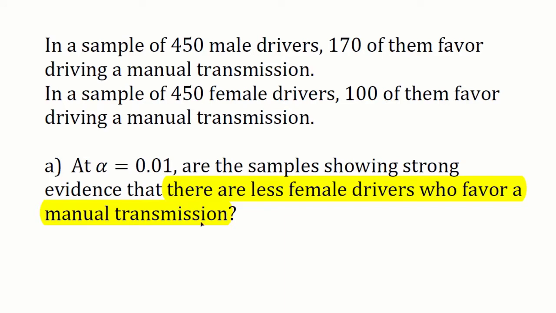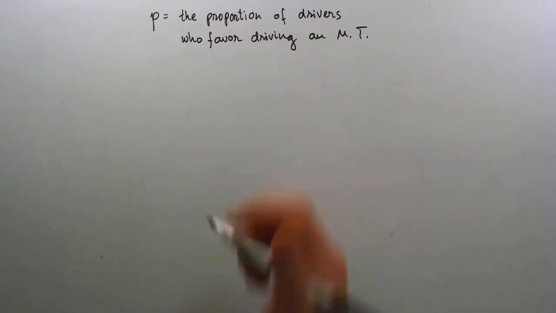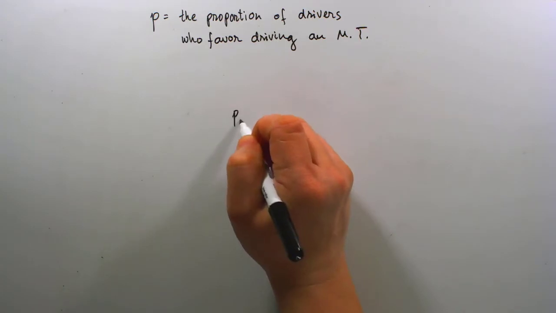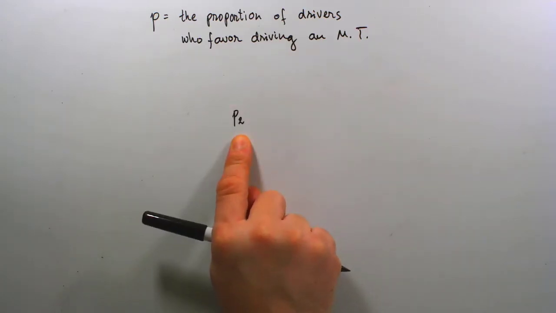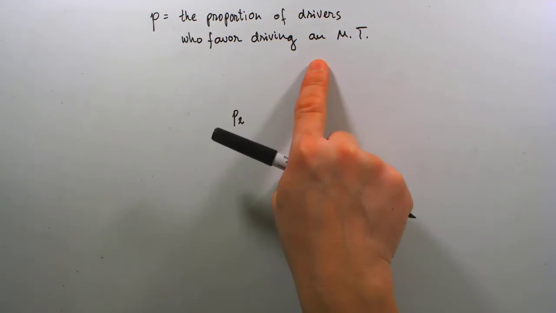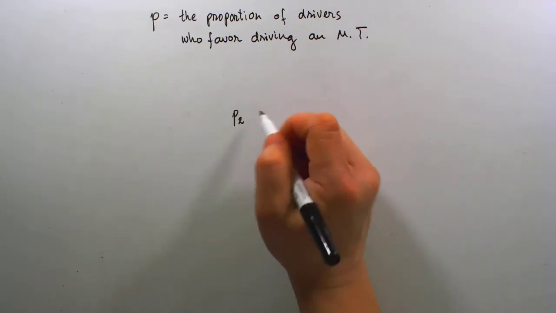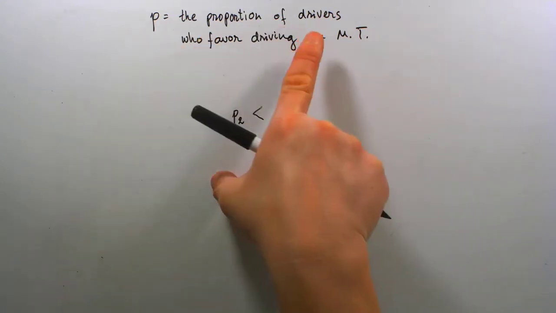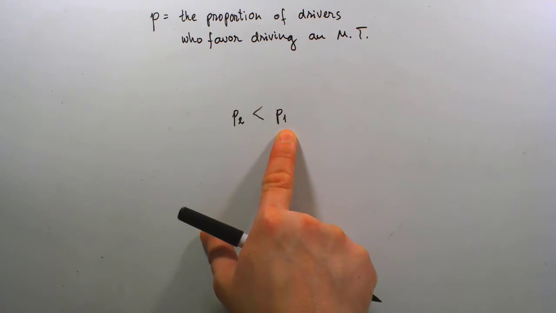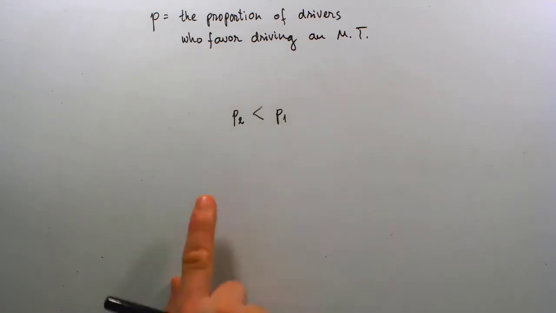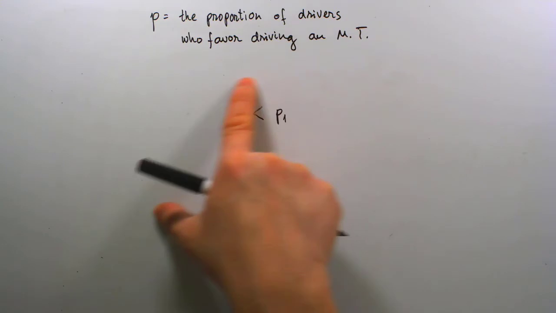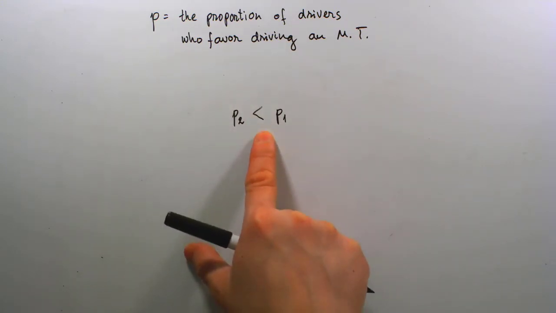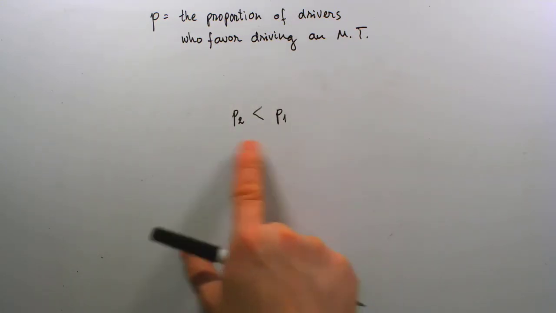In that way, there are less female drivers who favor a manual transmission. What I was in the middle of saying earlier is that it means we are trying to prove that P2, the proportion of female drivers who favor driving a manual transmission, is less than P1. P1 is the proportion of drivers in the male drivers population who favor a manual transmission. So this is the comparison statement that we are testing, a comparison statement about the two population proportions, P2 and P1.